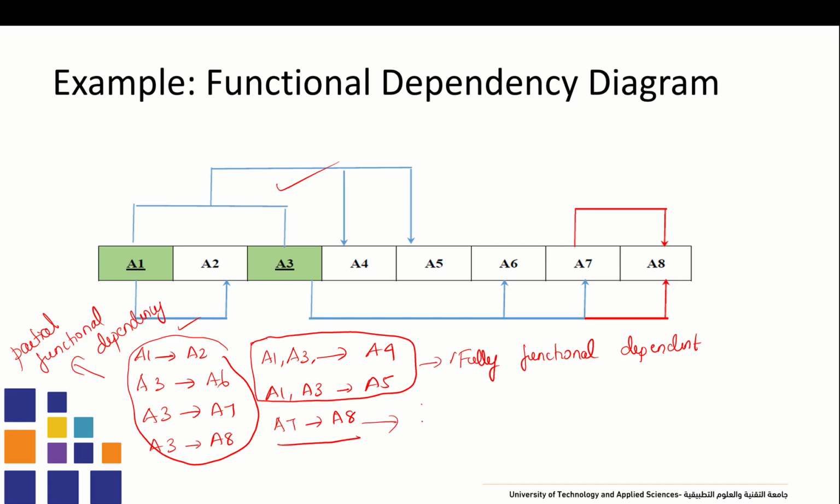So this dependency is called transitivity dependency. Okay, and very important, A7 is not a key. See, A7 is not a key. So like that you have to write the functional dependencies and you have to classify what type of functional dependency it is.